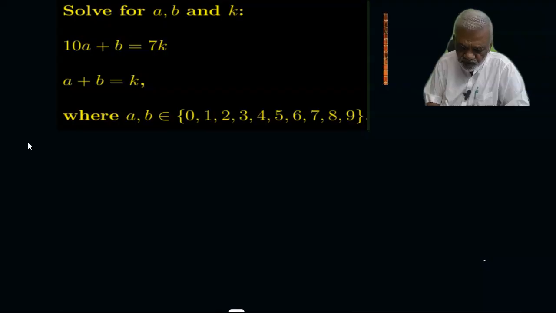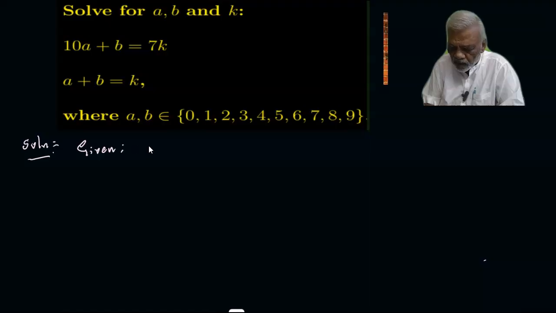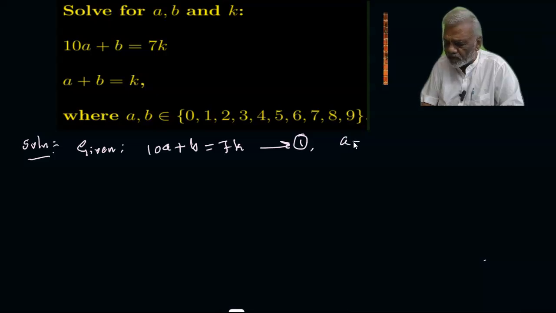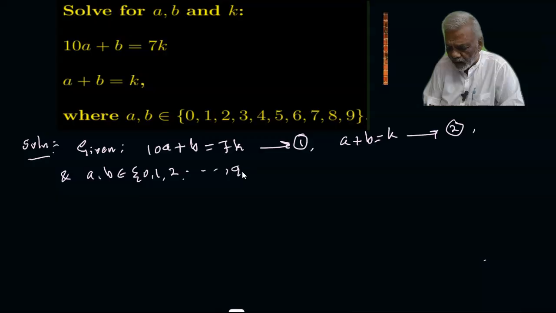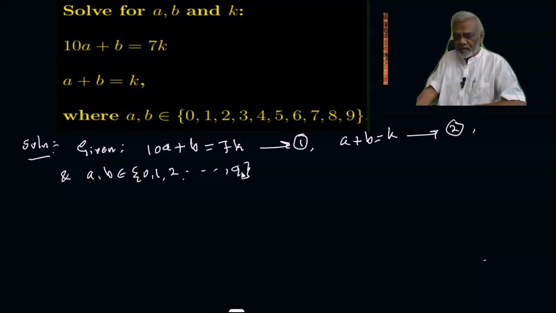Okay, solution for this: given 10A plus B equal to 7K, let me call this equation 1, and A plus B equal to K, let me call this equation number 2, and also A and B belonging to 0, 1, 2, etc. up to 9. I mean, A and B are single digit numbers.